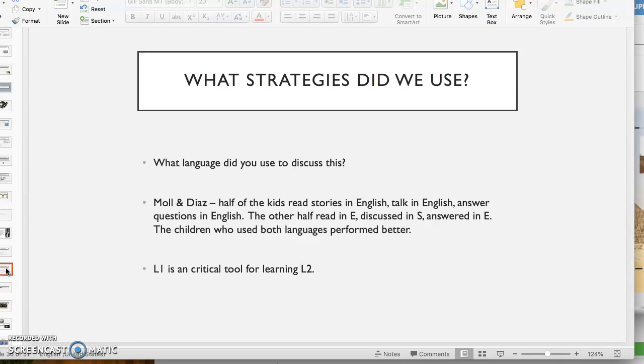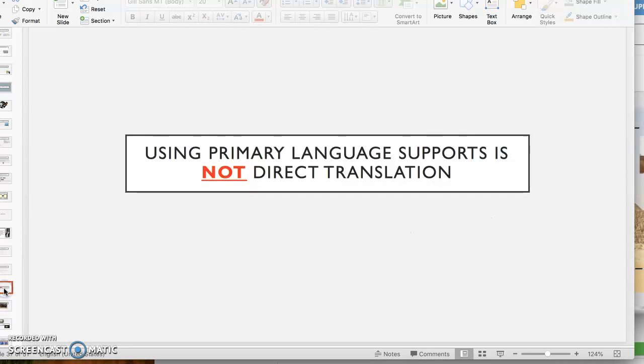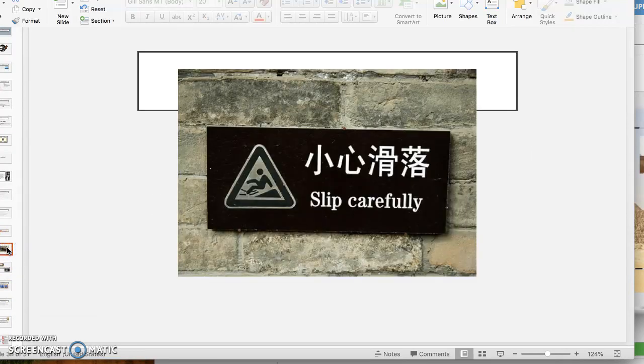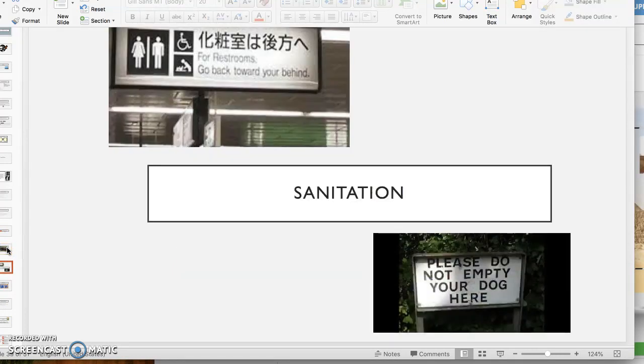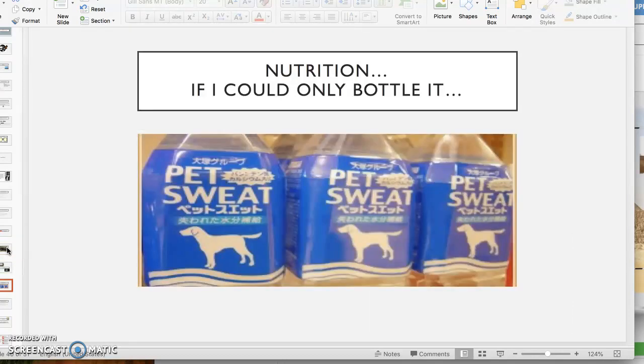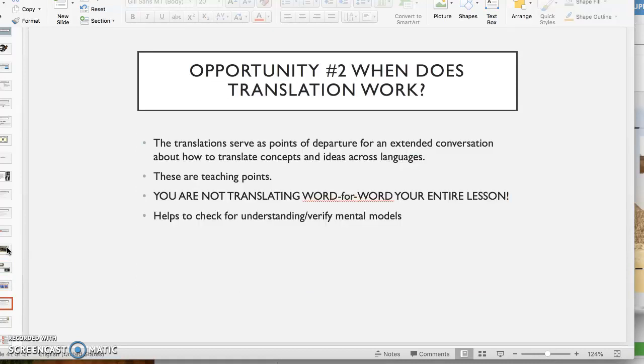So the more that we can make explicit connections and use language as a resource, the kids will eventually read or write better in their second language. Okay, so again, using primary languages, we do not want to see direct translation because it is a slippery slope. And here are some examples just for fun. Please do not empty your dog here. Nutrition. I've never bought pet sweat before, but I'm sure that that's not what the manufacturer intended.